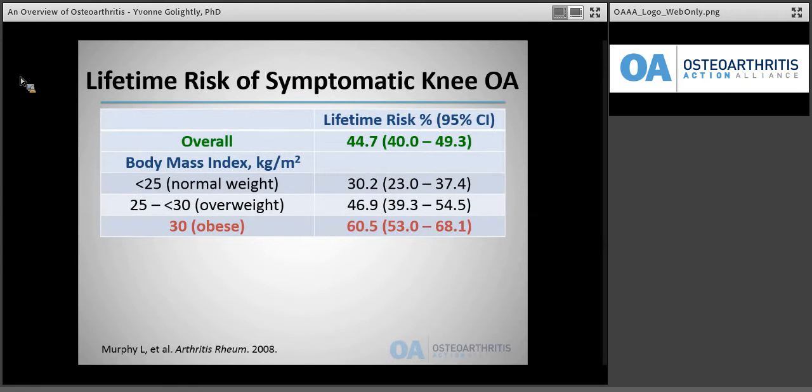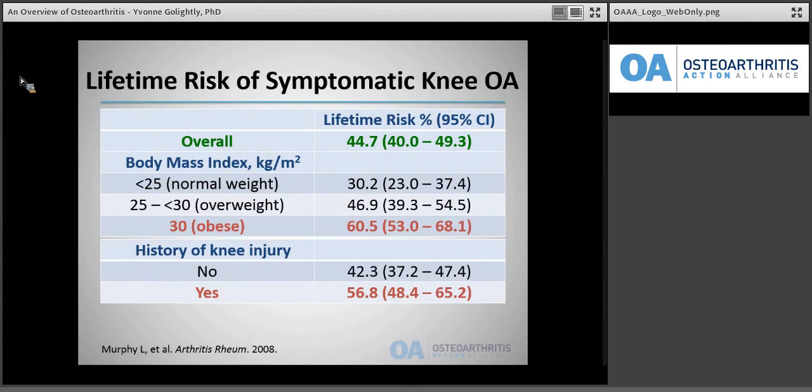And then these are data from the Johnston County Osteoarthritis Project that show the lifetime risk for knee osteoarthritis, which is 44.7%. And then when we look at individuals who are obese, that lifetime risk increases to about 60%. And what else can drive up the lifetime risk? What we see is a history of injury, also about a lifetime risk of 60%.